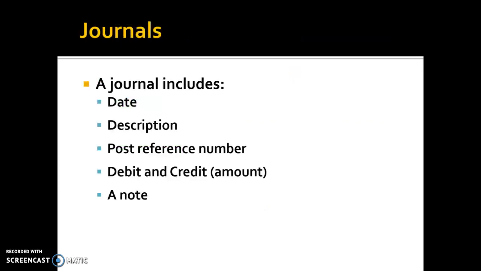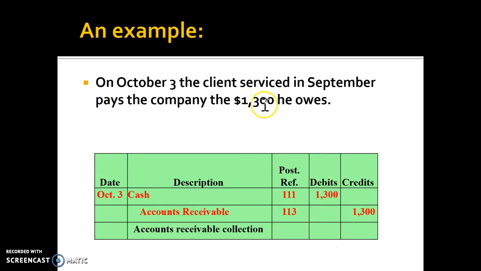The third technique we are going to introduce is the journal. A journal is a more detailed record keeping of the transactions, which we have been talking about in chapter 2. For example, if we serve a client in September, and that client pays the 1,300 he owes from September on October the 3rd, we would be debiting cash because cash increases in this case. We'll be crediting accounts receivable because our original claim to the cash from the client is being paid off by the client.